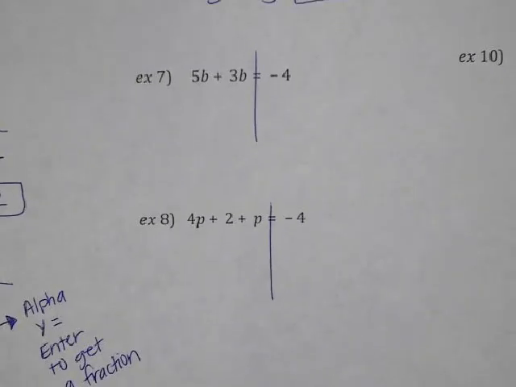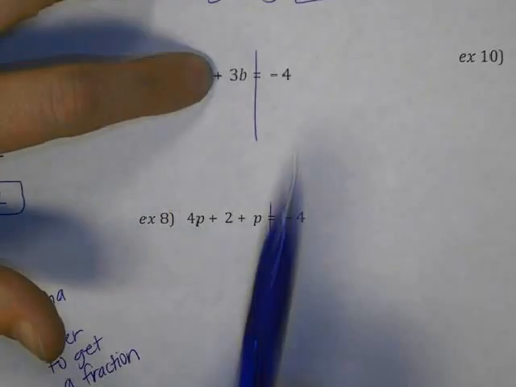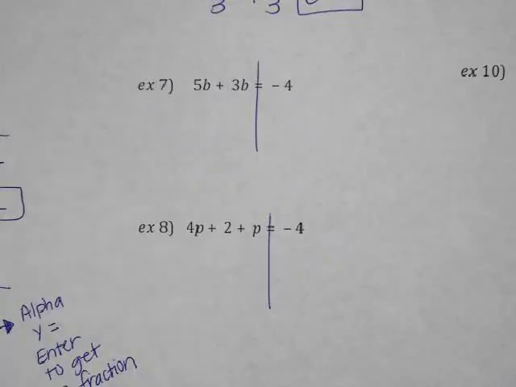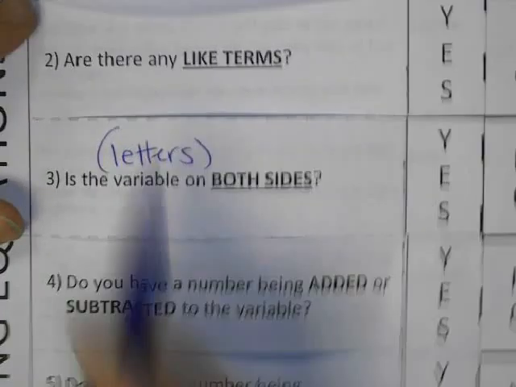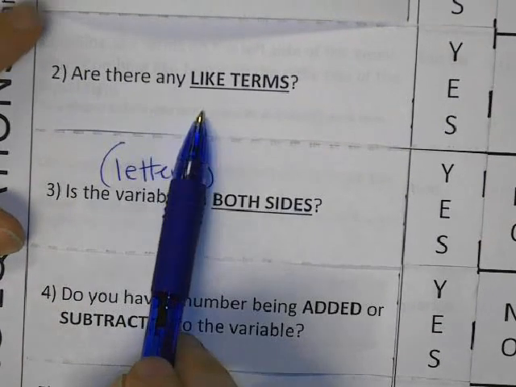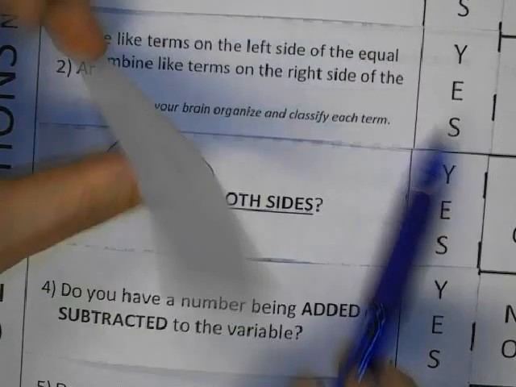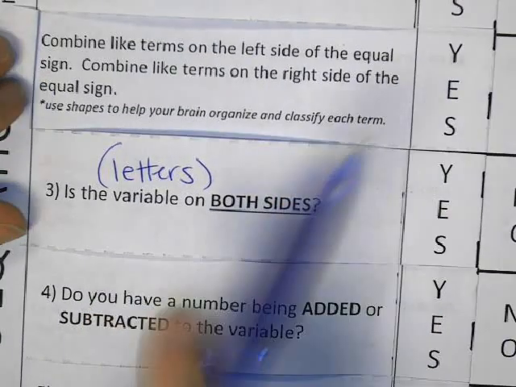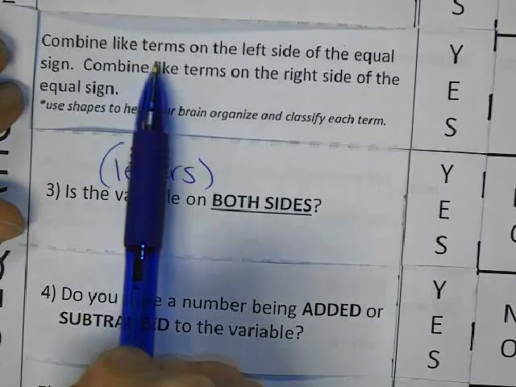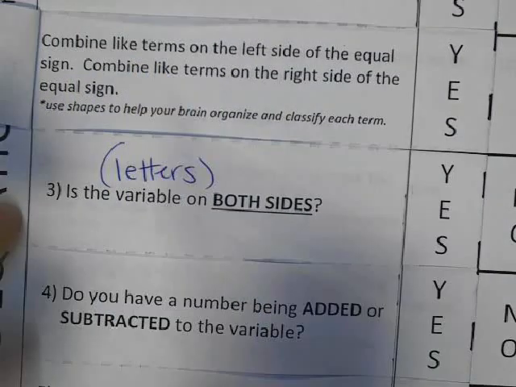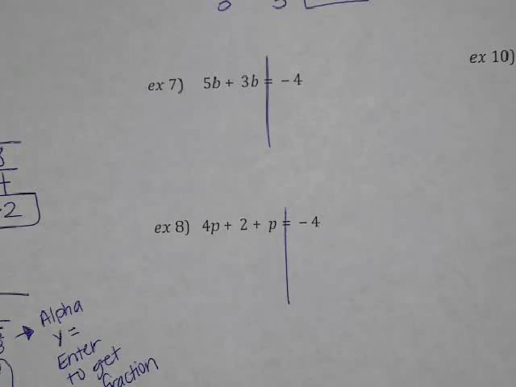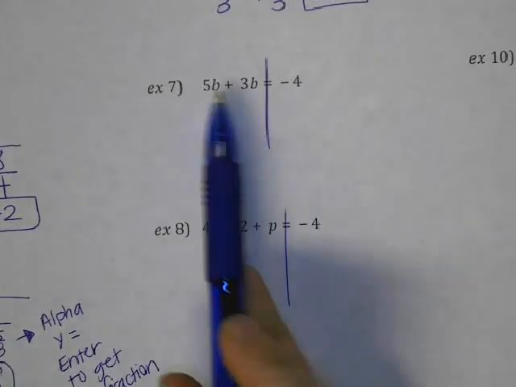All right, let's look at number 7. Number 7 doesn't have, if I cover up the letter, I have another letter. So what do you think I should do? Well, that's where your chart comes in handy. Are there any like terms? Well, yes, there are. 3b and 5b are like terms. Oh, look, you probably guessed it. You're going to combine the like terms. Okay? So, combine the like terms here.